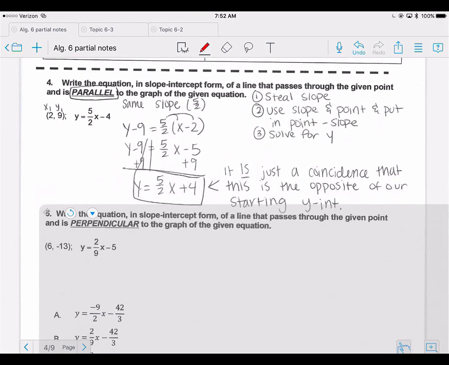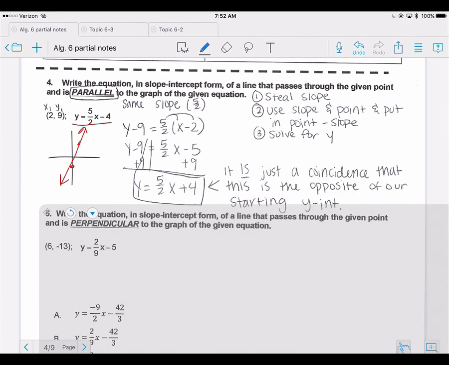So problem 4 asks us to write an equation in slope-intercept form of a line that passes through the given point, (2, 9), down below, and is parallel to the graph of the given equation. So what's happening is we have a line, and I'm going to draw this really rough, but it starts at -4 and it goes up 5/2. So this is the line they gave us.